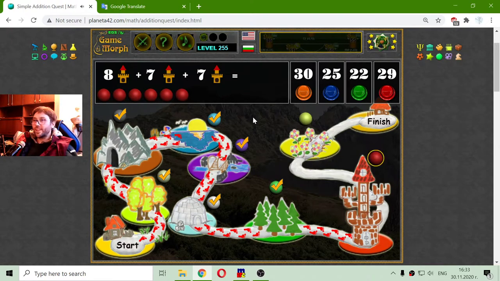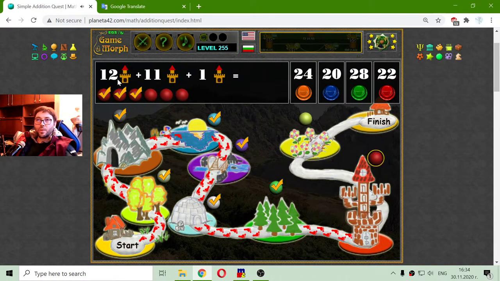And I'm moving to the castle. Now, 8 castles plus 7 castles plus 7 castles equals, let's see, 14 and 8. This is 24. Nope, 22. Yes. Okay. 9 plus 5, 14 plus 8. Well, that is again 22. Interesting. So 11 castles plus 6 castles, 17 castles plus 3 castles equals 20 castles.